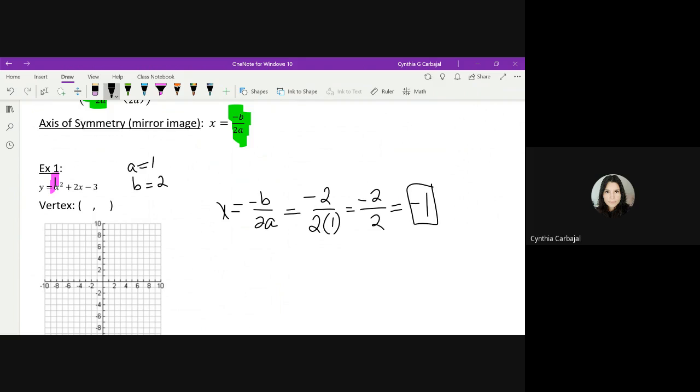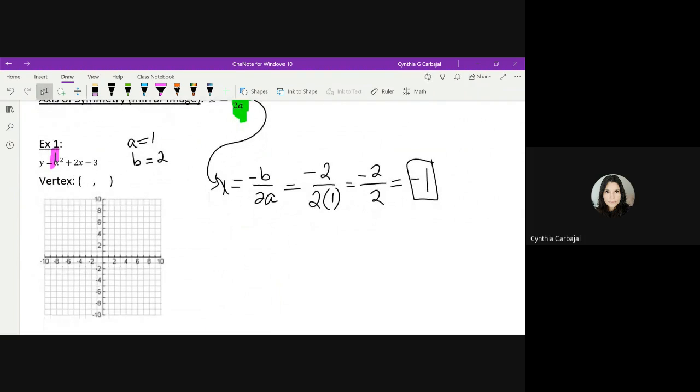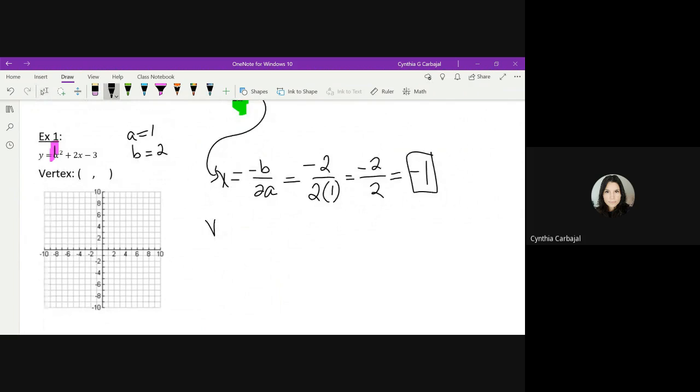Now this is our axis of symmetry, okay? Now we still haven't found our vertex. So how do we find our vertex? So to find our vertex, we're going to do this right here. Vertex. Since this is not in vertex form, what we have to do is we have to get this x value that we just found, and we're going to substitute it into this equation, or the quadratic equation they give us. So it is x squared plus 2x minus 3.